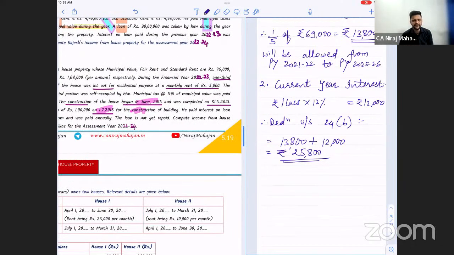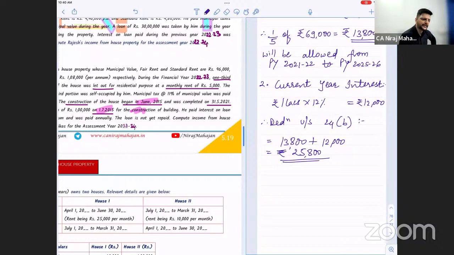If your number is less than 30,000, no problem, because the ceiling limit is 30,000 or 2 lakhs. It is already lower than the lower limit. So we'll allow 25,800. But an extra question I want to ask you: what is the actual ceiling limit applicable for self-occupied property? Because there is no ceiling limit for let out. 2 lakhs or 30,000, you have to justify.